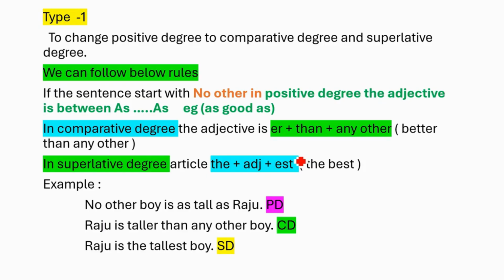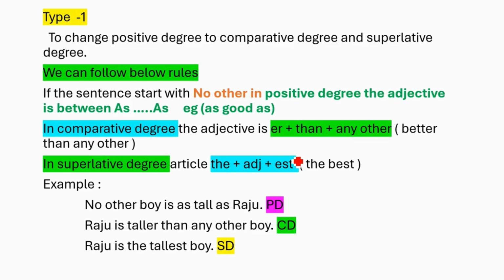Now, in our intermediate examination, our task is to change the given degree. If the sentence is given in any degree, we can change it into another degree. For easy understanding, we will divide it into types. Now we will discuss type 1: changing positive degree, comparative degree, and superlative degree.